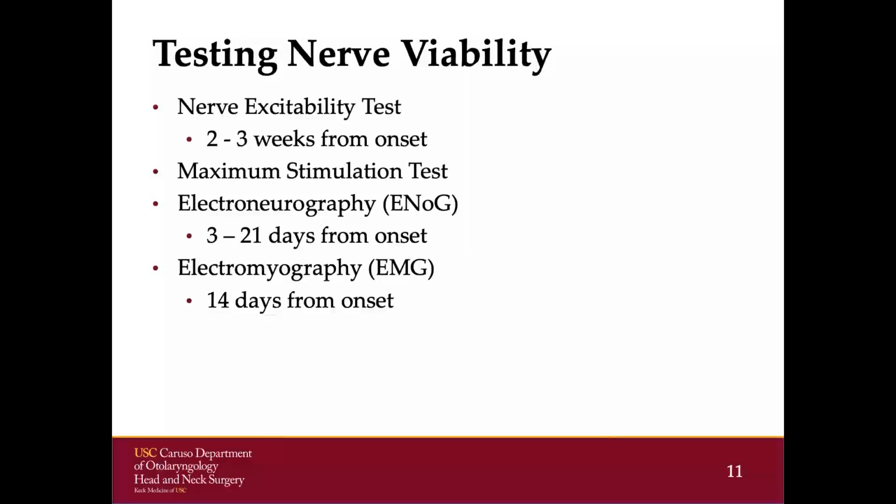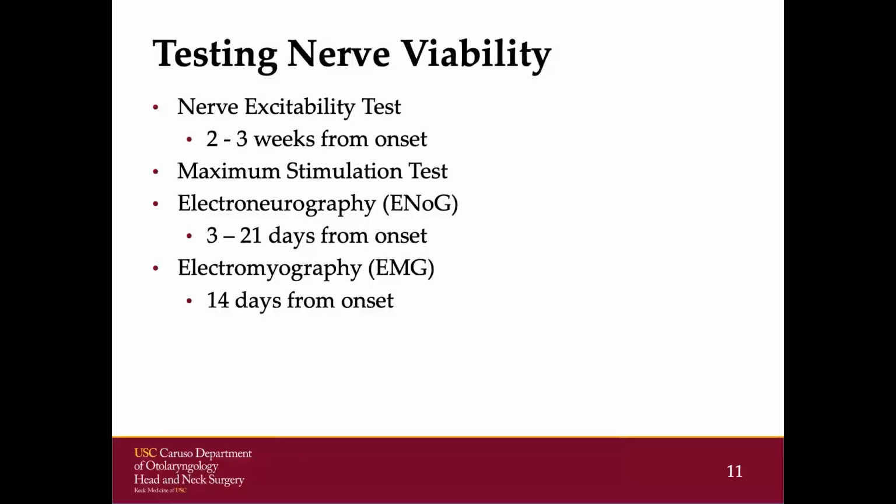So when we look at testing nerve viability, 4 main electrodiagnostic tests are used. And we mostly focus on EMG because it's the most commonly used and it's also, I think, the most testable in terms of in-service questions, but we'll review all 4 of them.